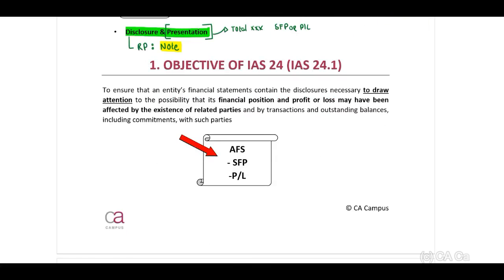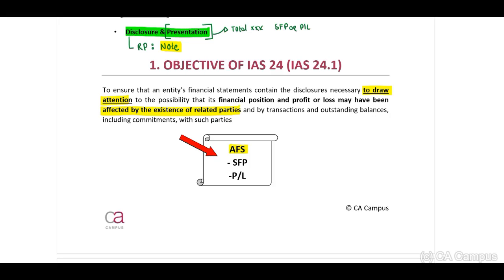The objective of IAS 24 is to include information in the annual financial statements that will draw attention to the possibility that the financial position and profit or loss may have been affected by the existence of related parties and by transactions and outstanding balances, including commitments with such parties.